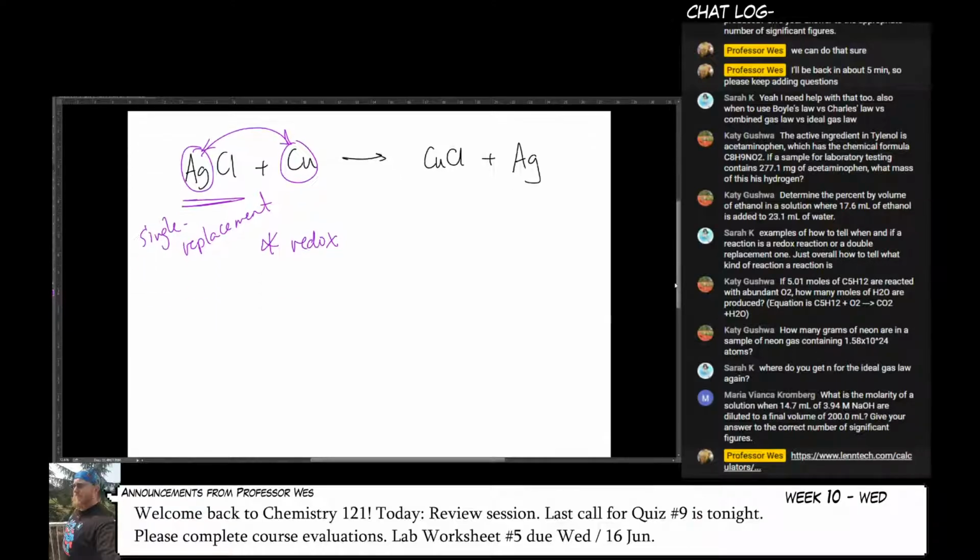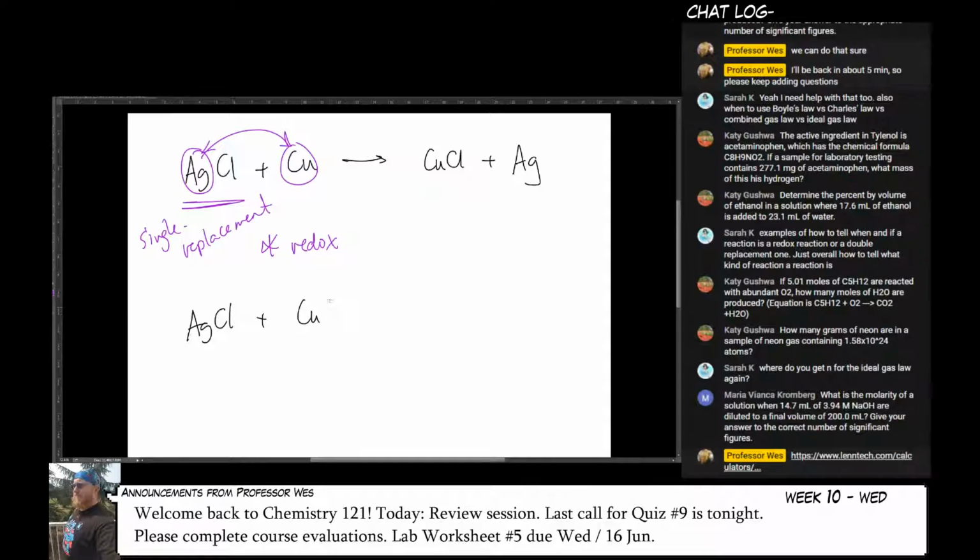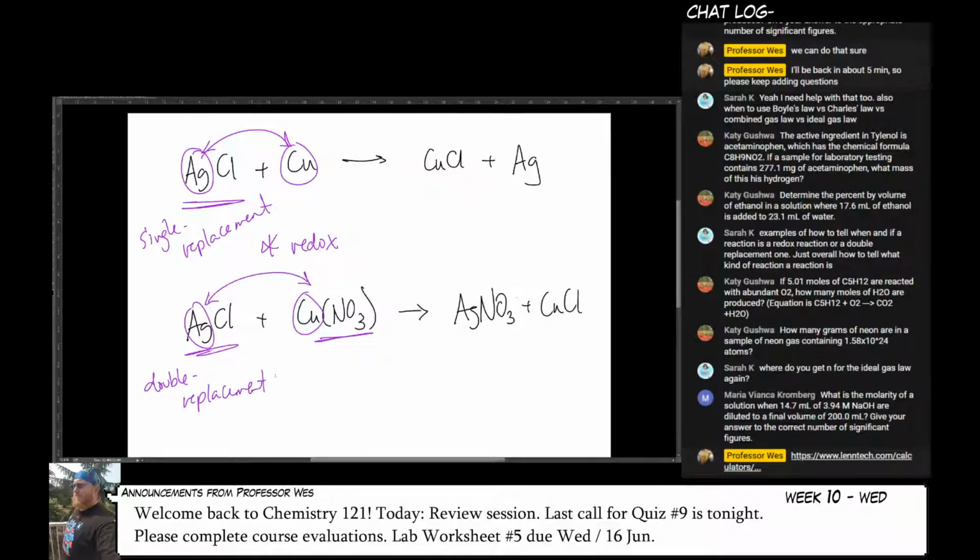Single replacement reactions are redox. Now, if I had something like this, I don't need parentheses actually. If I had something like this where I swap these guys, but both of them are compounds, then this is a double replacement. And double replacements are not redox. Now, I can't imagine that I would ask you a question that would be, label this as a single replacement reaction and a redox reaction.